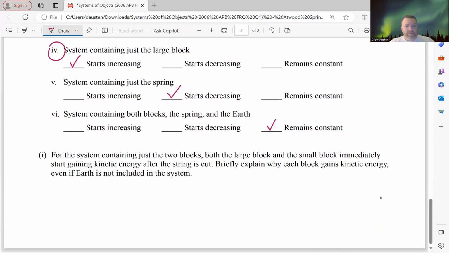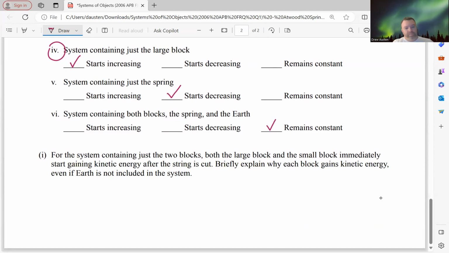This question is actually very similar to the last question that was asked on the 2023 AP exam. They mentioned taking the Earth out of the system and explaining why the kinetic energy of a certain system increased. So I just wanted to include it on here.